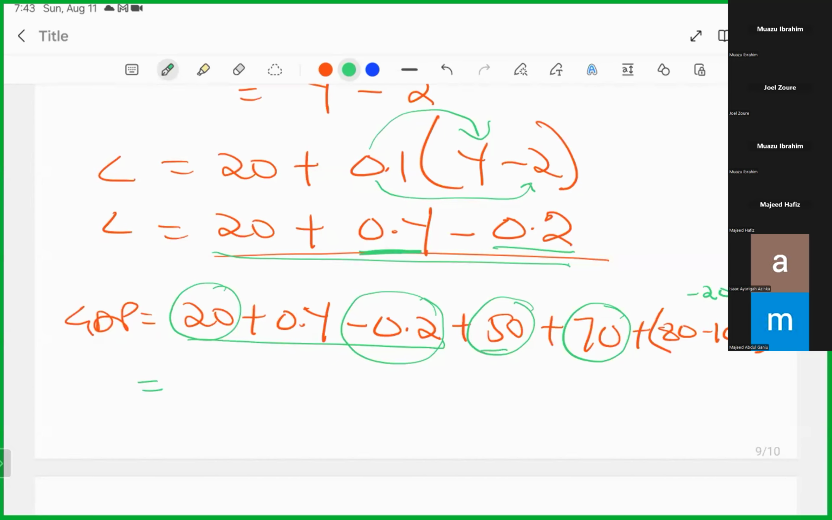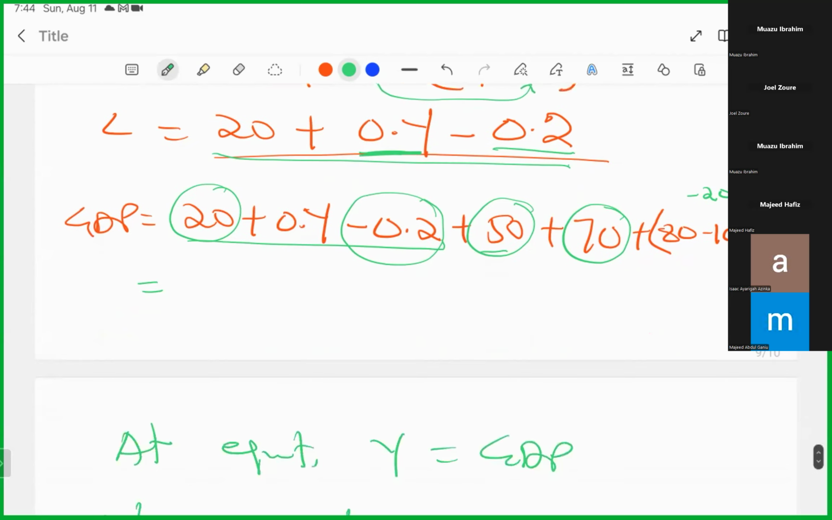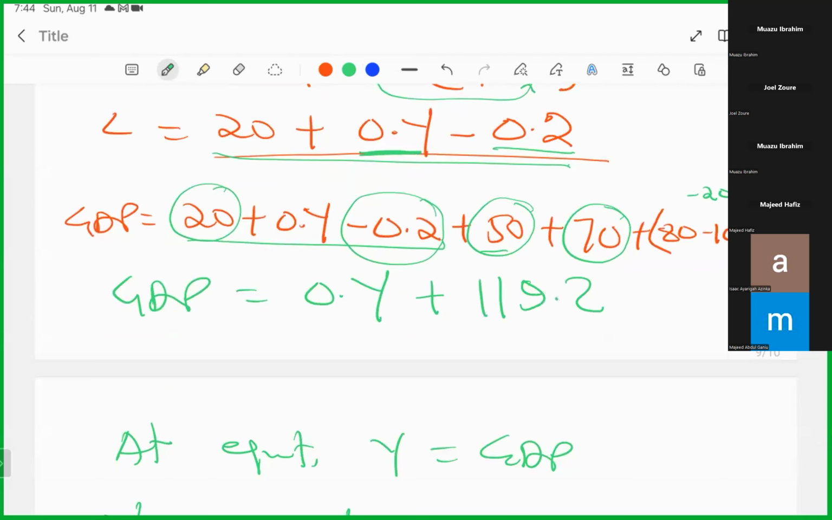Okay, are you getting it? Here is going to be minus 20. So we are going to have GDP equal to 0.Y plus 119.8. Thank you very much.